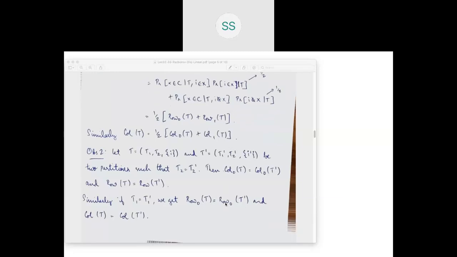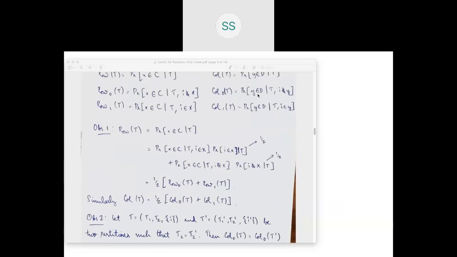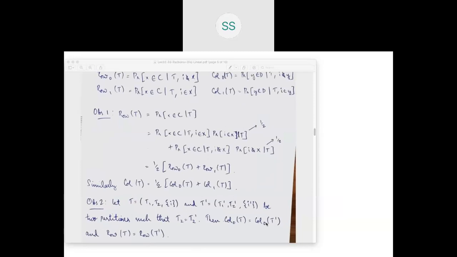Observation 2 is that suppose there are two partitions T1, T2, I and T prime, which is T1 prime, T2 prime and I prime, such that T2 and T2 prime are the same. The first claim is that column 0 of T is equal to column 0 of T prime. Why is this true? Column 0 of T is, when Y is chosen from D, the probability that Y is in D and that I is not in Y. So which means Y is entirely contained in T2. And for both these partitions, T2 is the same. So it doesn't matter how T1 and I are distributed. So this is only dependent on T2. So column 0 of T and column 0 of T prime are the same.